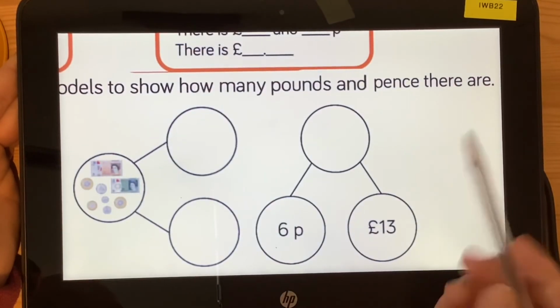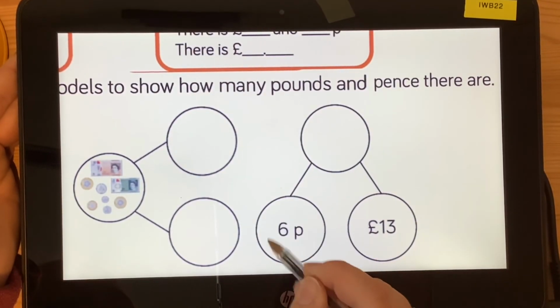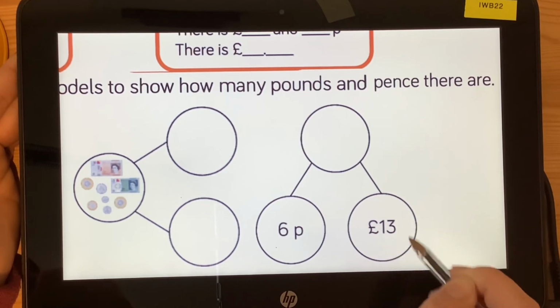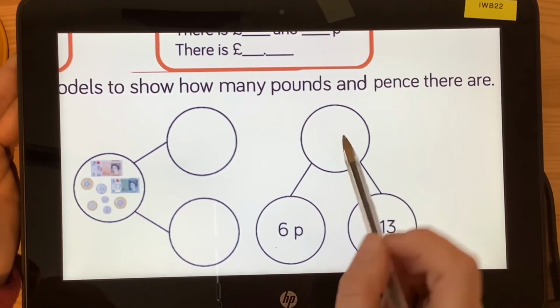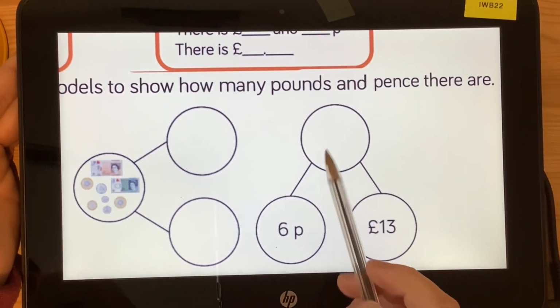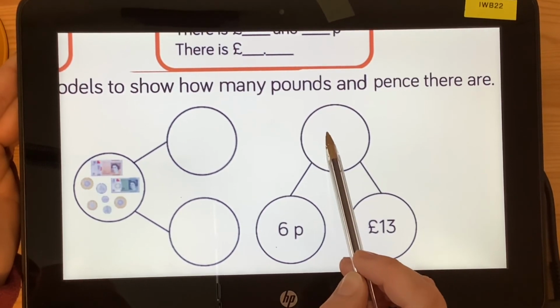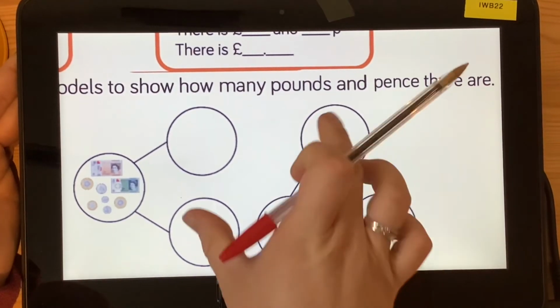This time I haven't been given the pictures, I've just been given amounts. I've got a 6p piece and £13. So if I put those together, I've got £13 and 6p, which would be written as 13.06.